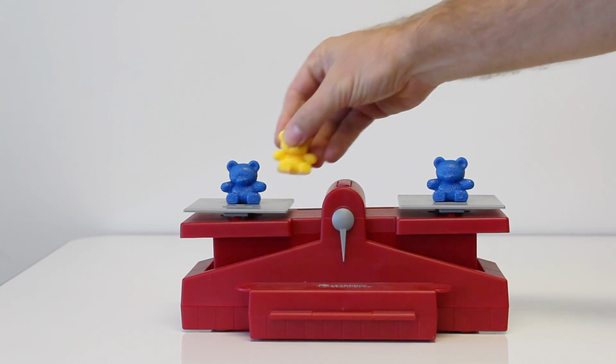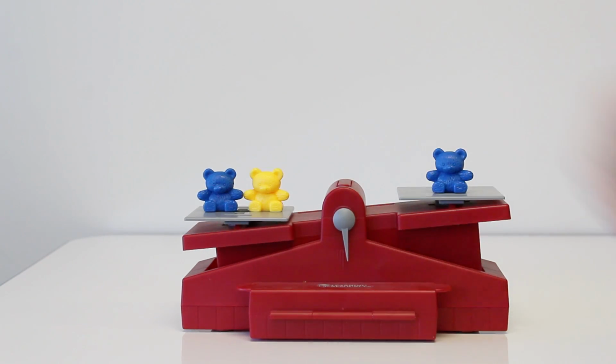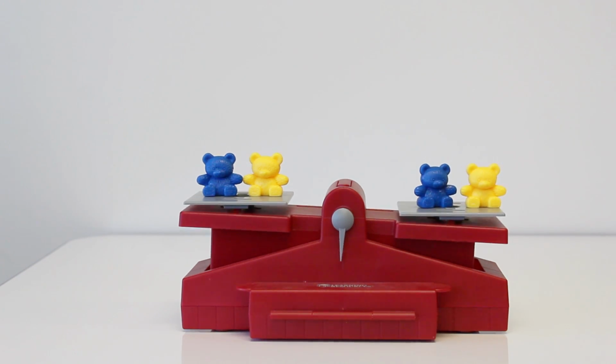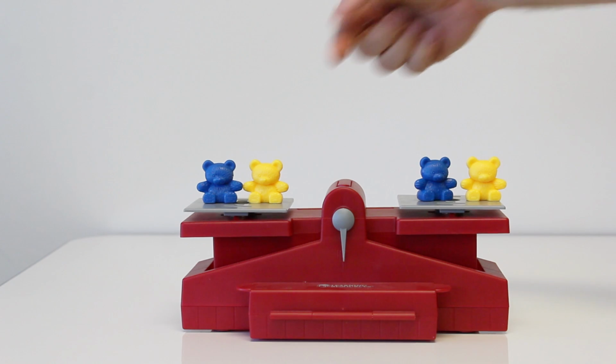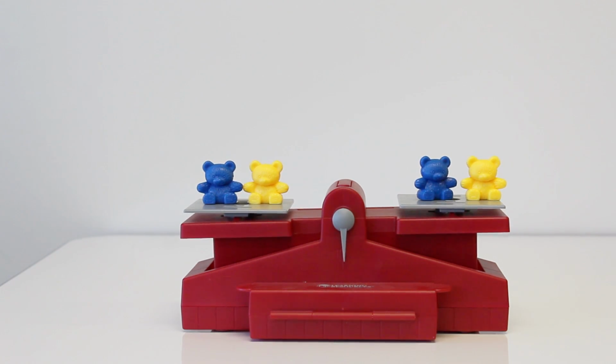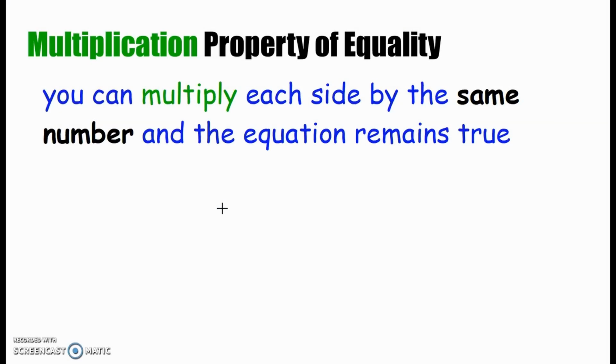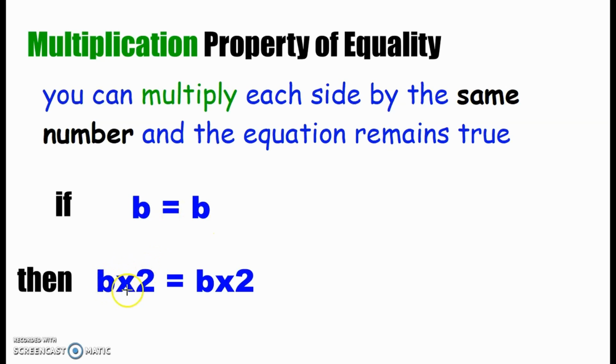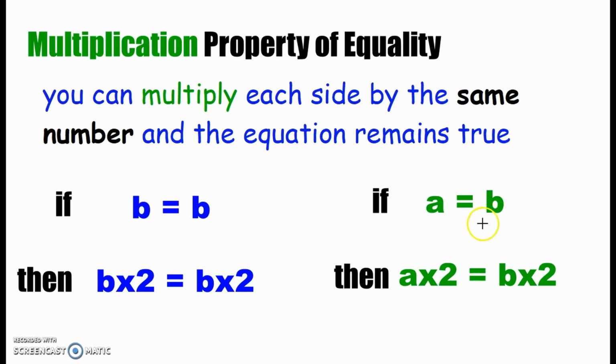If I double up how many bears we have on one side, then I have to double up how many bears I have on the other side. Right? Multiply this side times 2, then I have to multiply this side times 2. So the multiplication property of equality says you can multiply each side of an equation by the same number, and the equation remains true. So if b equals b, then b times 2 is b times 2. Or if a equals b, then a times 2 equals b times 2.